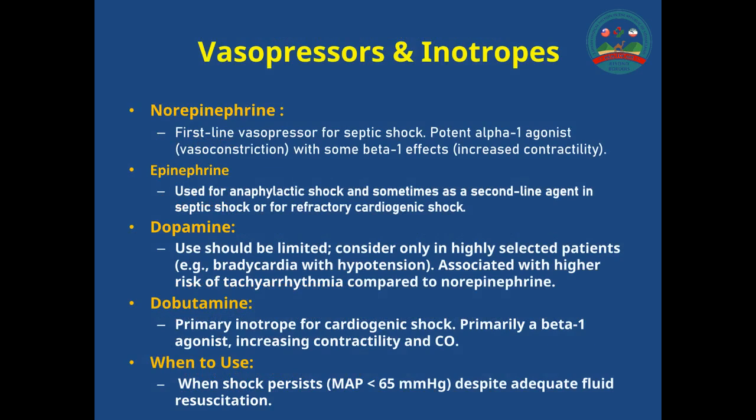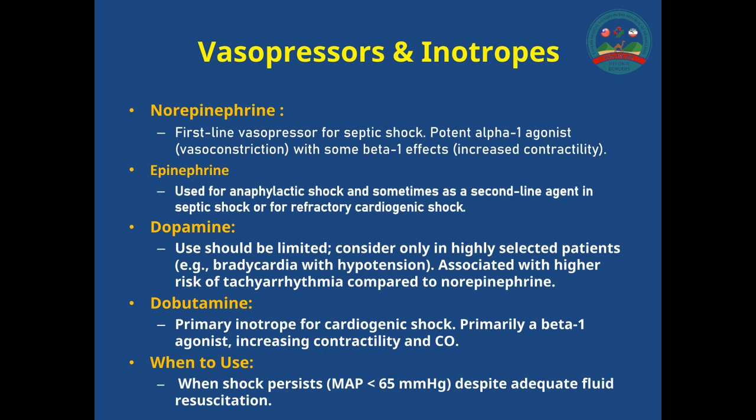Norepinephrine is the first-line vasopressor for septic shock, providing strong alpha-1 vasoconstriction with some beta-1 support for contractility. Epinephrine is used for anaphylactic shock and can also be a second-line option for septic shock or refractory cardiogenic shock. Dopamine should be used only in highly selected patients, such as those with bradycardia and hypotension, because it carries a higher risk of abnormal heart rhythms. Dobutamine is mainly an inotrope for cardiogenic shock, increasing contractility and improving cardiac output through beta-1 stimulation.